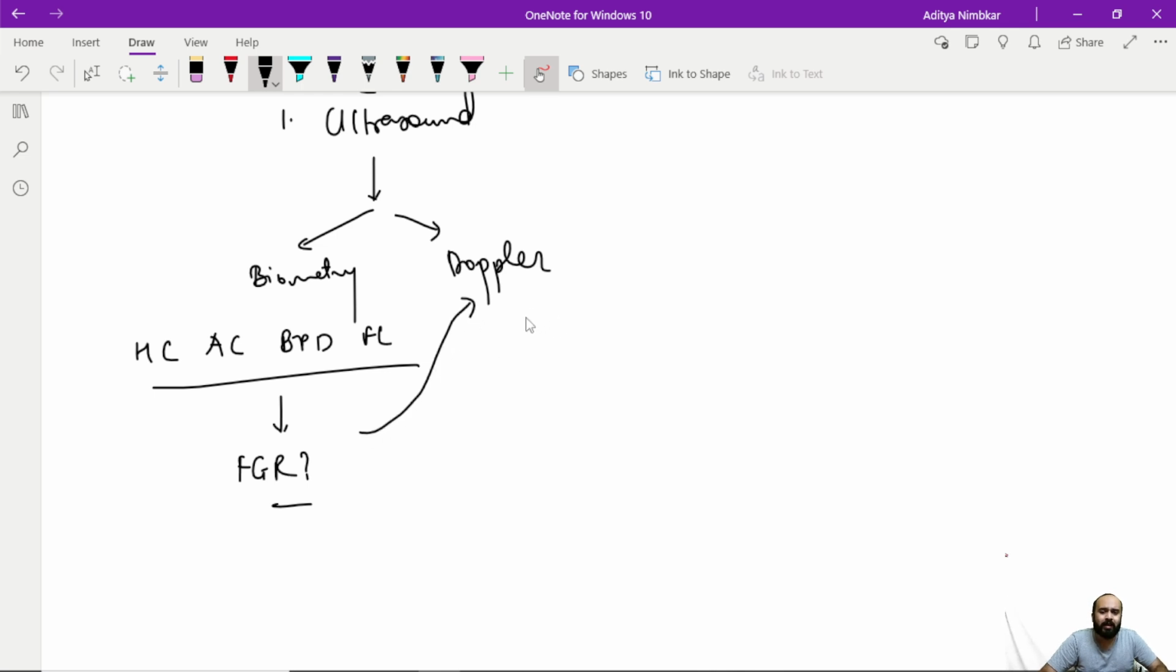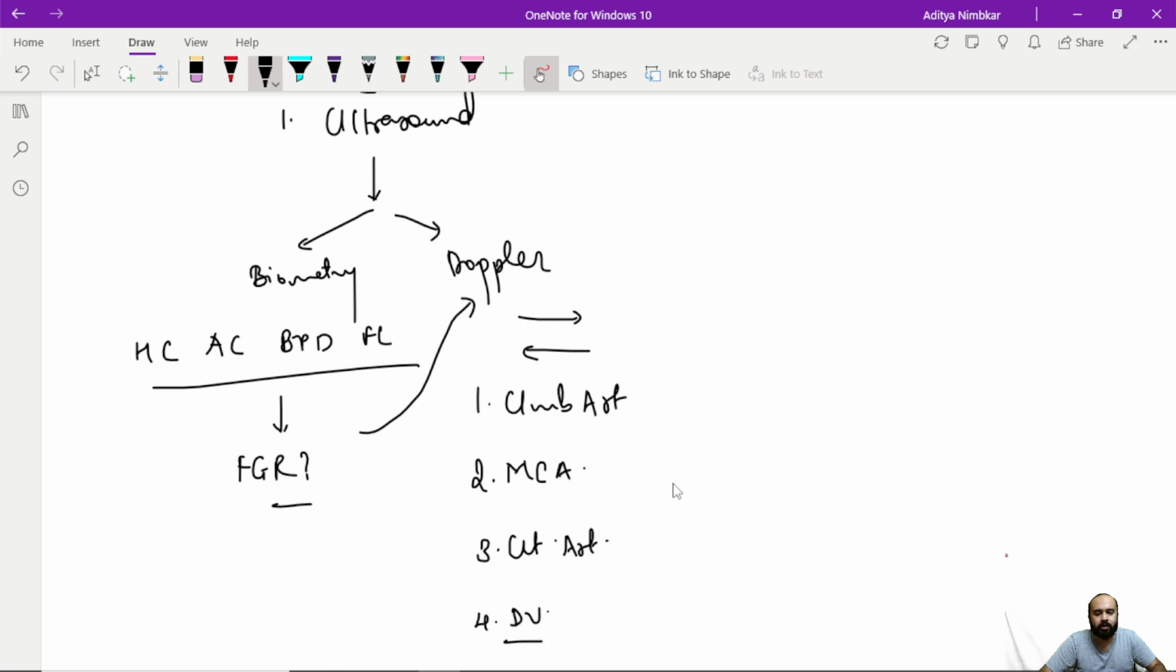Now Doppler is basically me checking the flow of the blood supply in a few vessels. Which are those vessels? सबसे important है umbilical artery. The next important is your middle cerebral artery. The third is your uterine artery, and the fourth important is your ductus venosus. Now umbilical artery. Basis of umbilical artery, you have your umbilical cord. उसमें you have two arteries and one vessel. So two arteries and one vein.